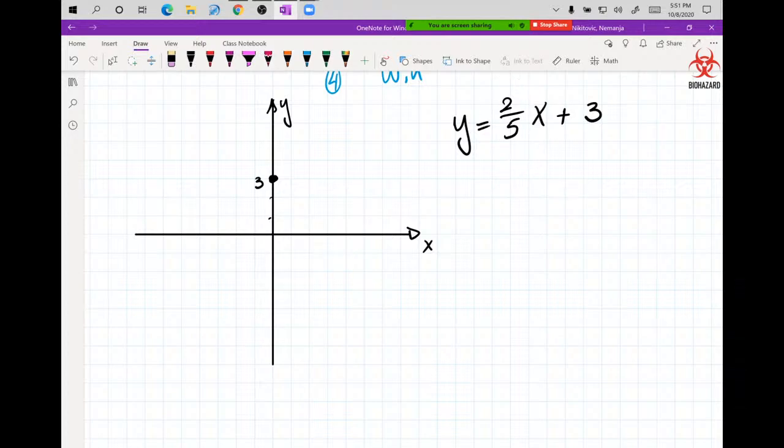Now the slope is rise over run, which means rise 2 units, and then run 5 units. Now you run to the right, 2, 3, 4, 5. This location over here is (5, 5), because we have 1, 2, 3, 4, 5, and then 1, 2, 3, 4, 5 on the top. You connect these 2 points with a straight line.